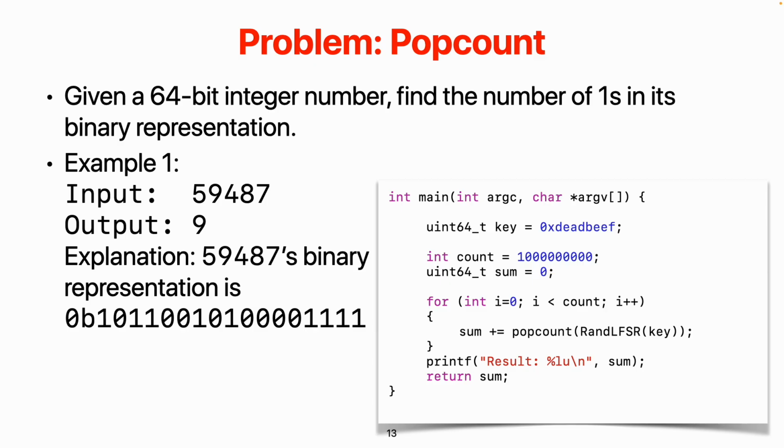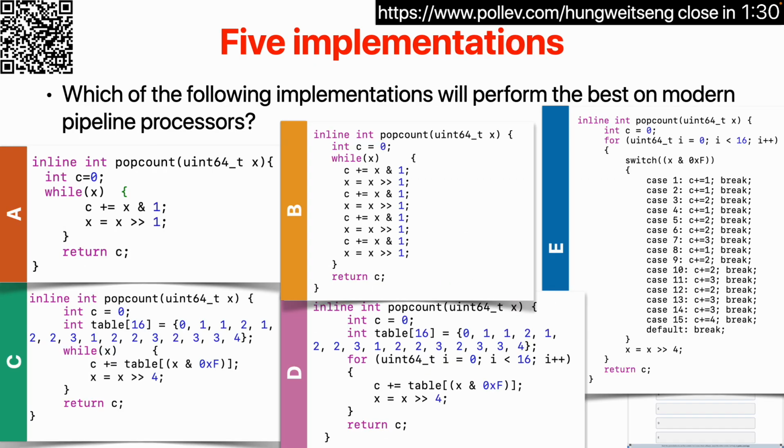If it's a LeetCode problem, we would ask you to write this pop count function given a random number input, and that's the code that we're dealing with. So now I have 5 different implementations. Looking into these 5, can you tell me which would perform the best on modern processors?